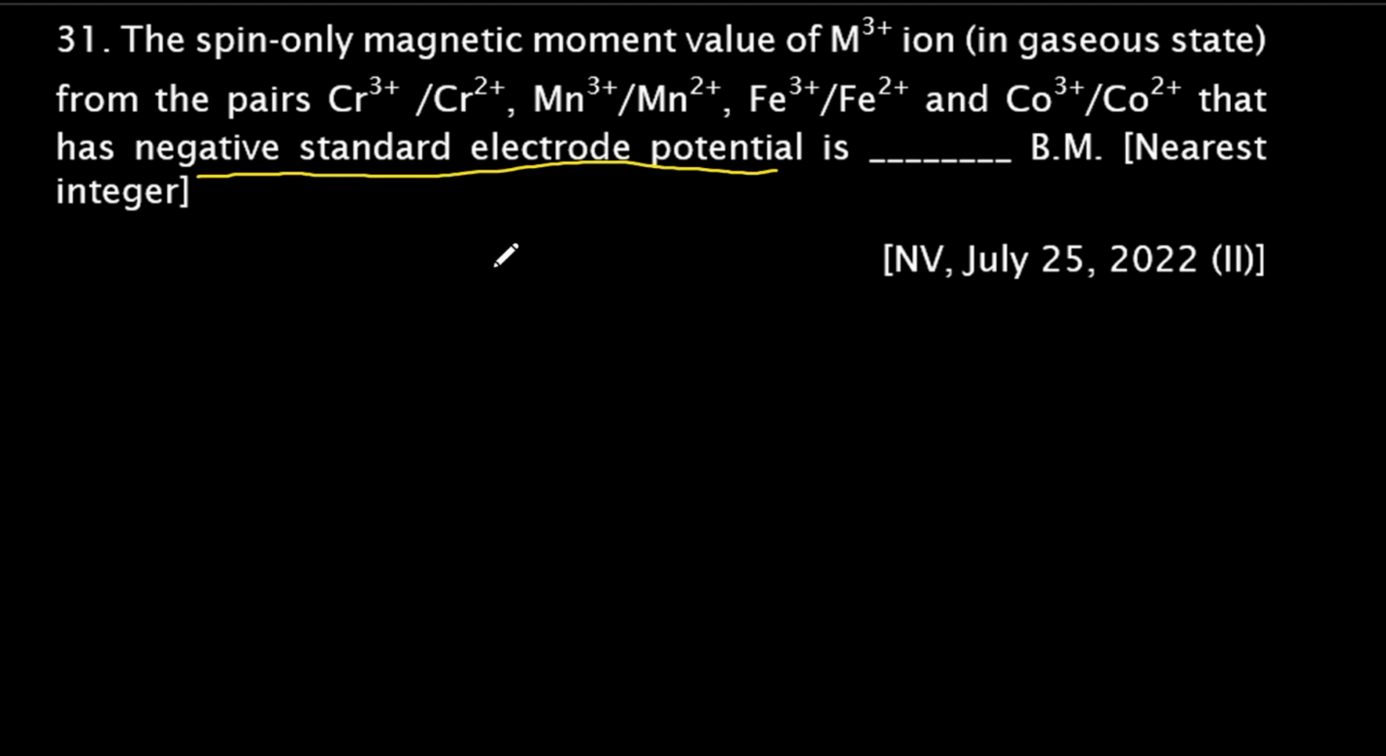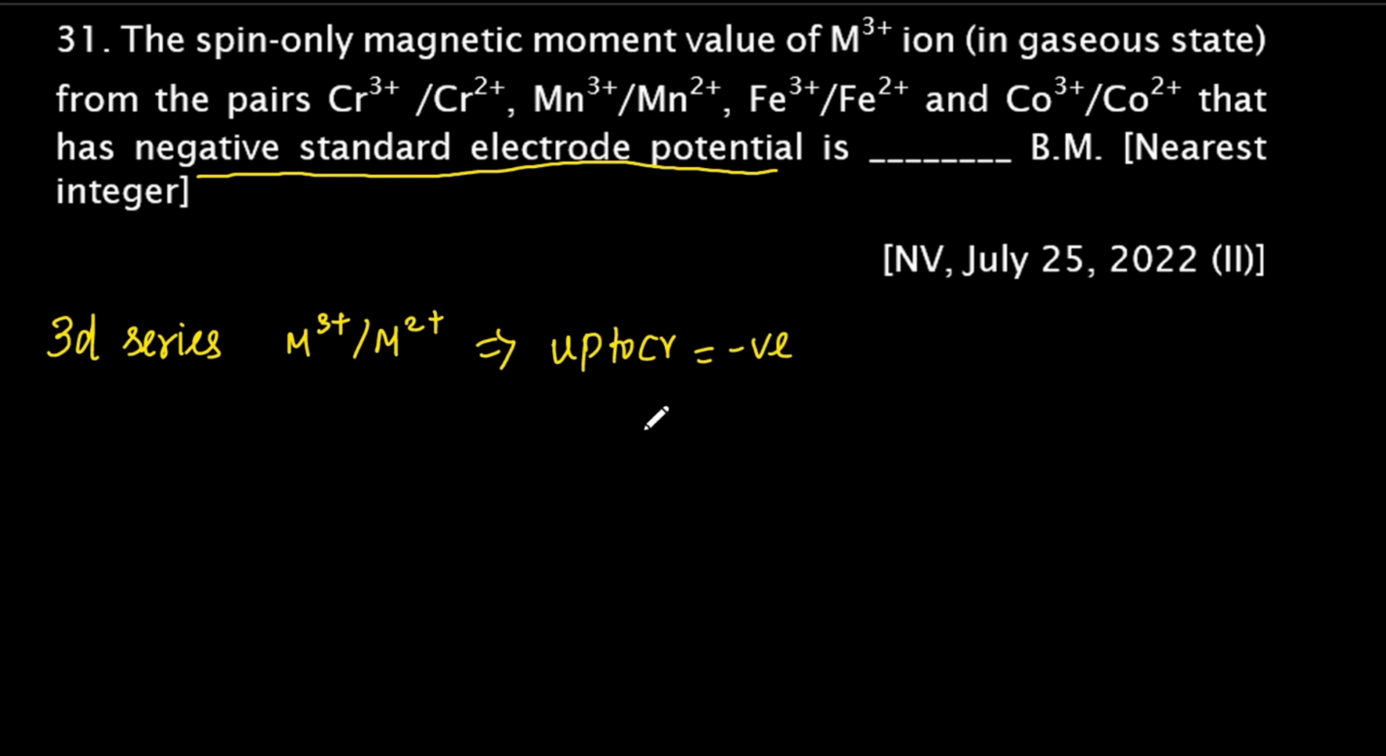So here the condition is negative standard electrode potential of the M3+/M2+ species. So in the 3d series, up to chromium, the M3+/M2+ value is negative, and after chromium the value will be positive.